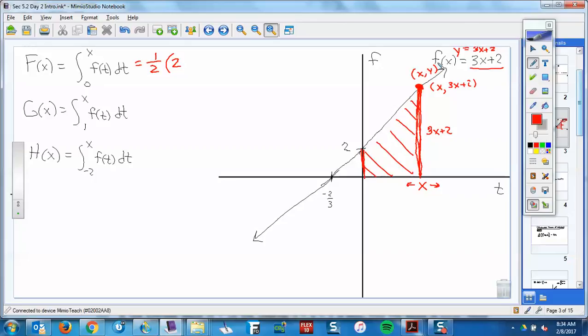See, this is little f right here. So you can think of it as 3t plus 2, right? I could have written 3t plus 2 in here. And so I plug a 0 into 3t plus 2, I get 2. I plug an x into there, I get 3x plus 2.